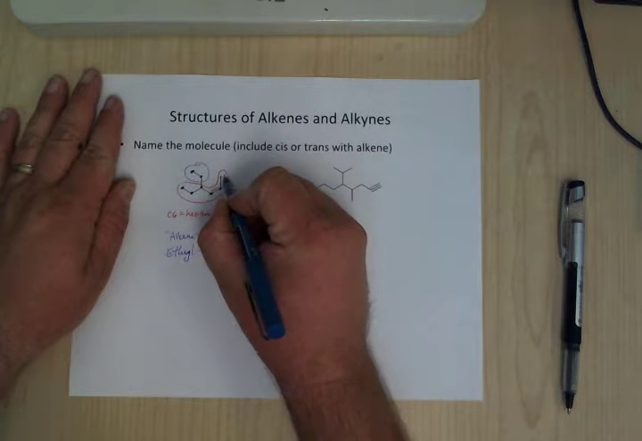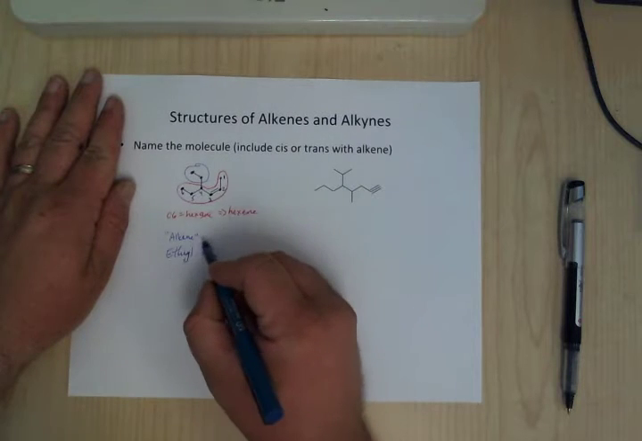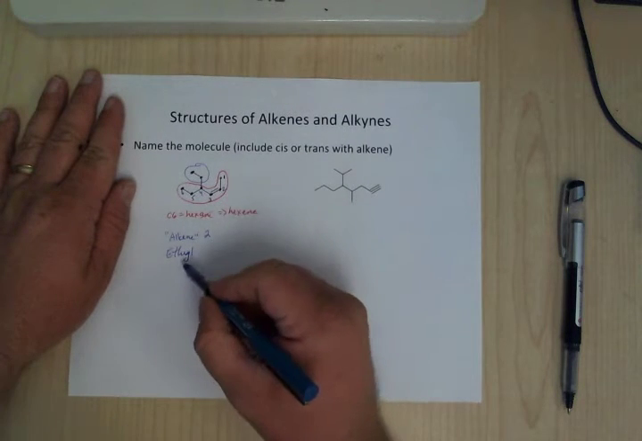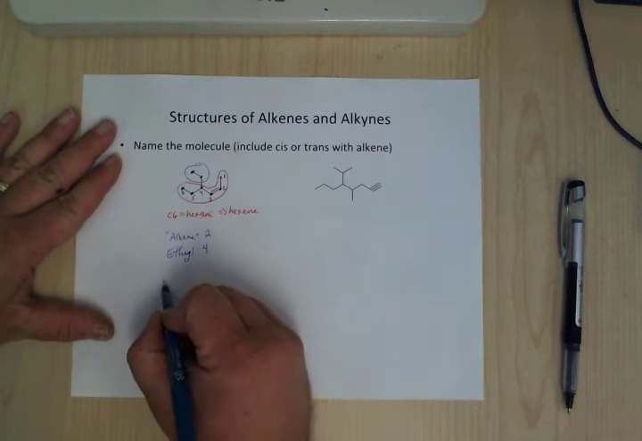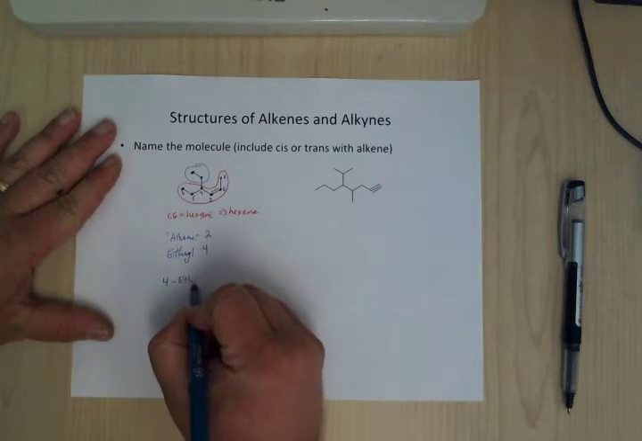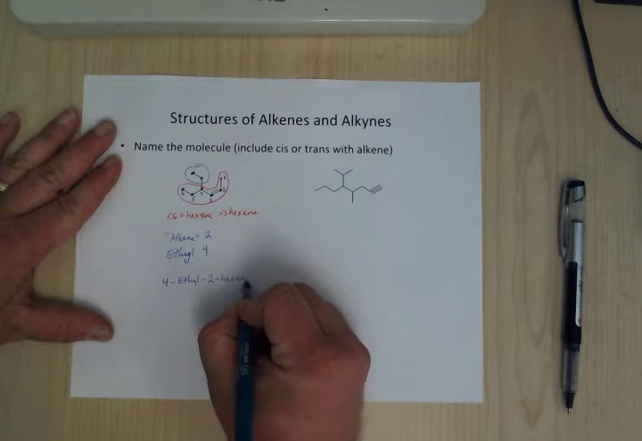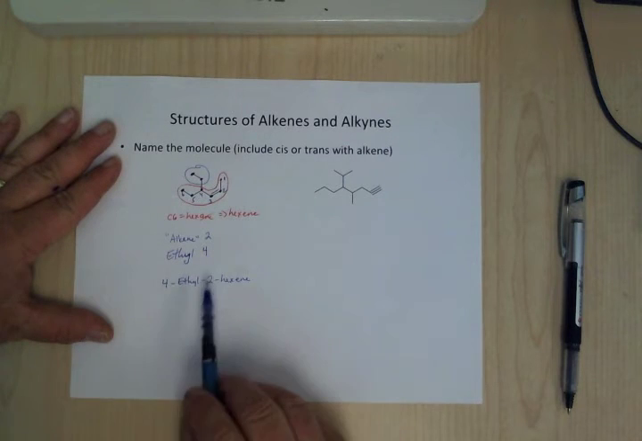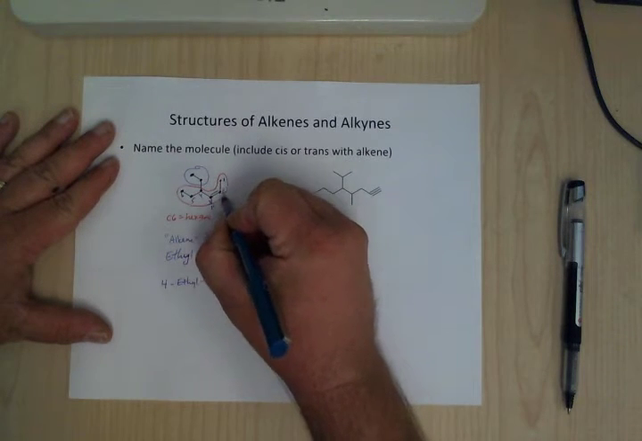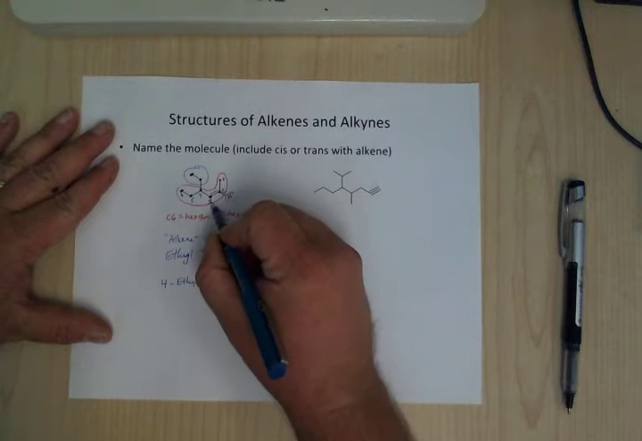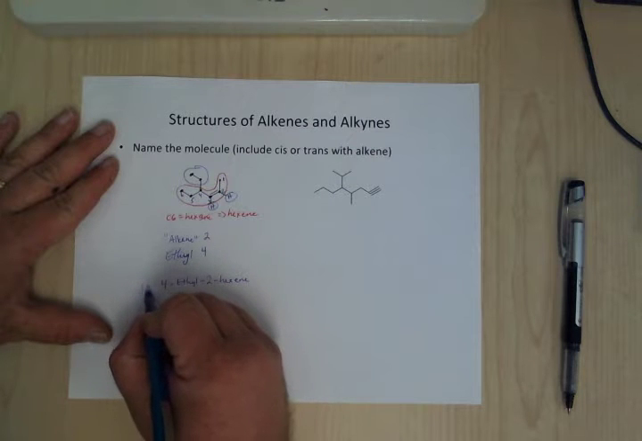So it's going to be here. So it's 1, 2, 3, 4, 5, 6. So the alkene starts at carbon 2, and the ethyl starts at carbon 4. So this would be 4-ethyl-2-hexene. But since it's an alkene, we have to say whether it is the cis or trans configuration. So you can always draw in the hydrogens, and notice how they're both on the same side. That means that they're cis.